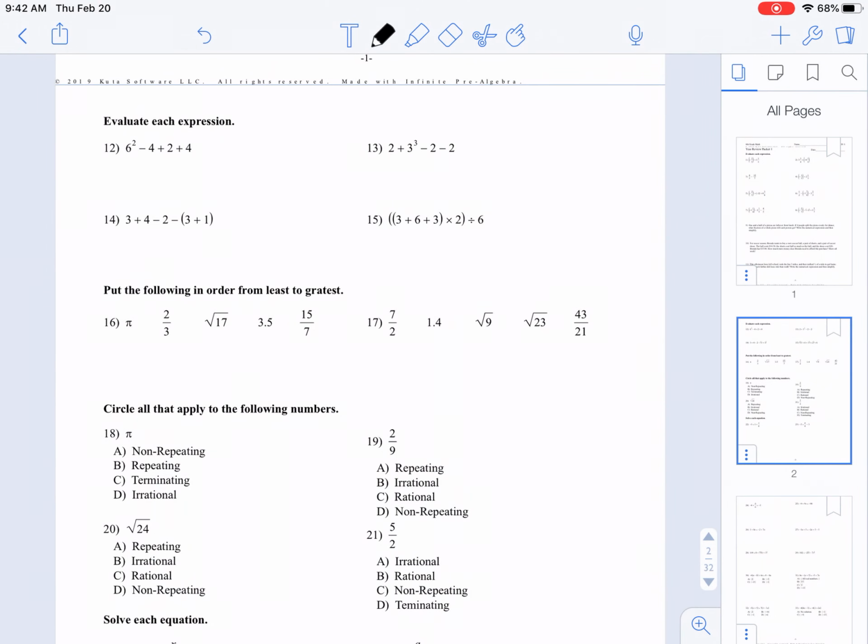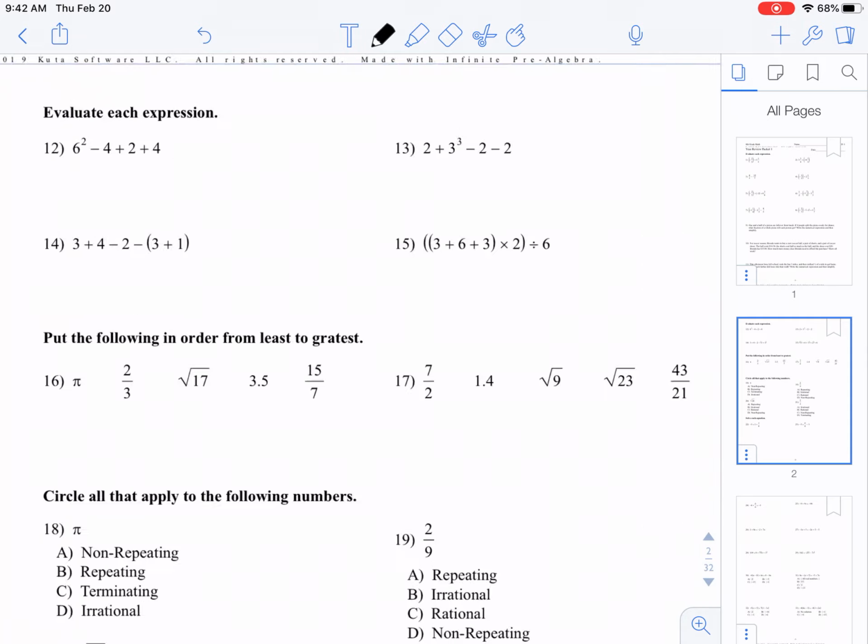In today's iLearn review video, we're going to focus on taking a look at order of operations, placing numbers from least to greatest when they're written in different forms, and then also determining whether or not something is rational, irrational, whether it has a repeating decimal, non-repeating decimal, or if it has a terminating decimal. So the first thing we're going to look at is order of operations.